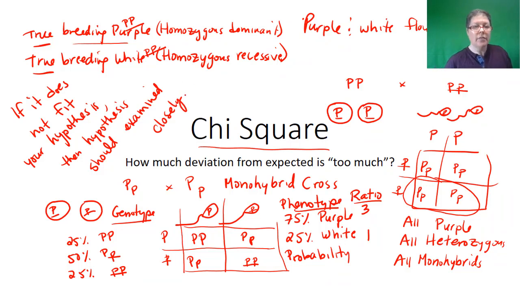So maybe if your numbers don't fit, if you didn't have the equivalent of 75% purple and 25% white, or if it wasn't close enough to that, if the chi-square tells you it's too far away, your data have deviated too much from the expected to be just chance, that means that you need to look at your hypothesis and see maybe if you were wrong, right? Maybe white was dominant to purple. Maybe this wasn't simple Mendelian genetics.